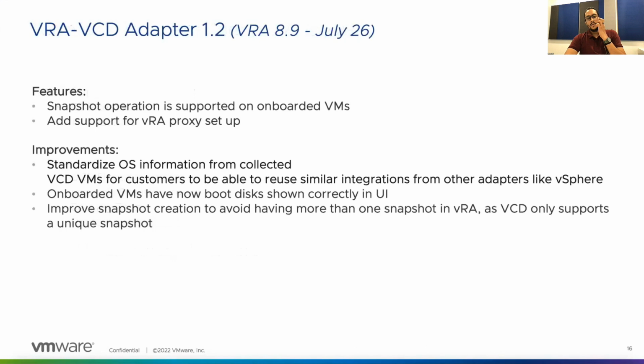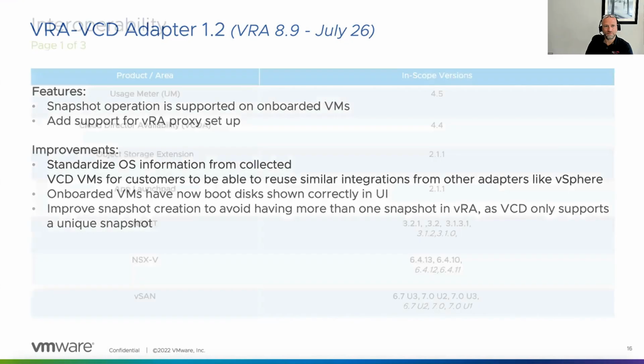And we are also coming up with VRA VCD adapter version 1.2, again releasing after a couple of weeks. This adapter will be compatible with VRA 8.9. And again, this one has a few improvements, a few features. One of the features is it will support snapshot operation on the onboarded VM. It will now respect VCD's one snapshot limit consideration, which was failing before. And then, of course, it will now add the support for VRA proxy setup. So these are the major features and enhancements we are coming up with for the VRA VCD adapter.